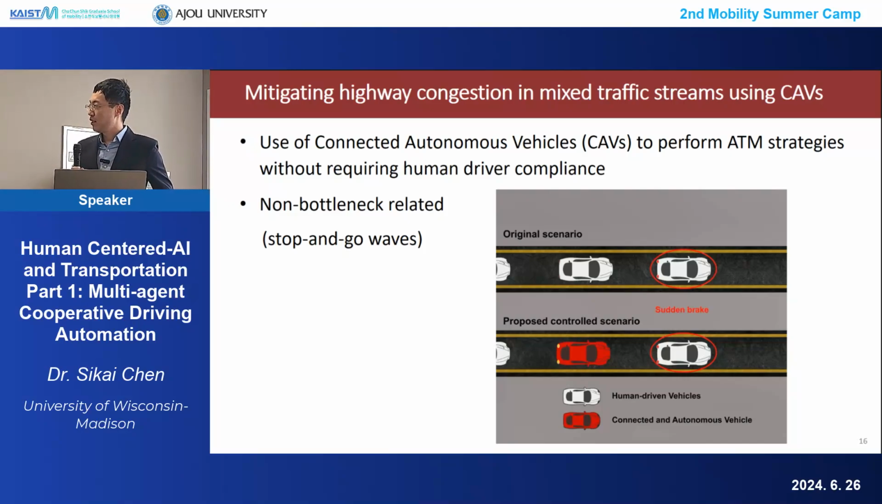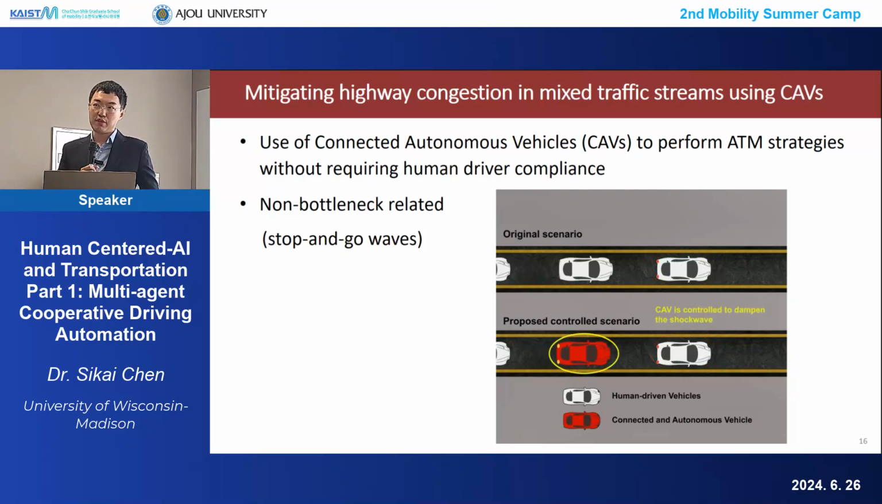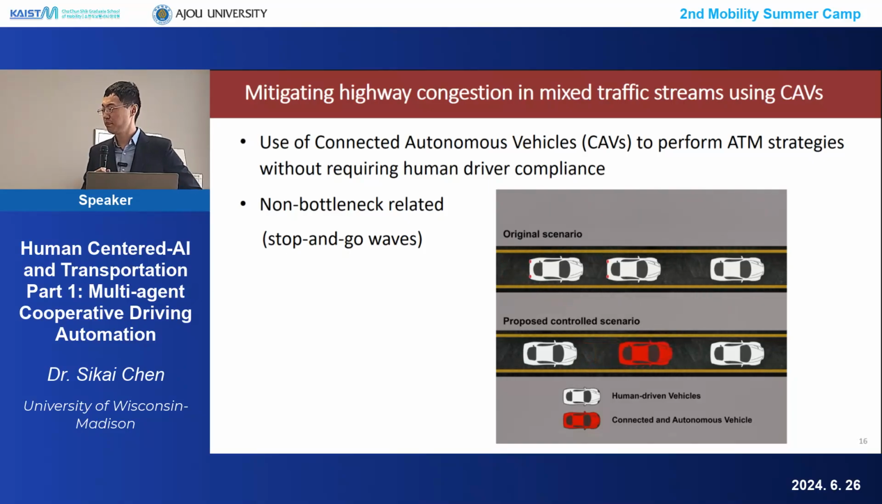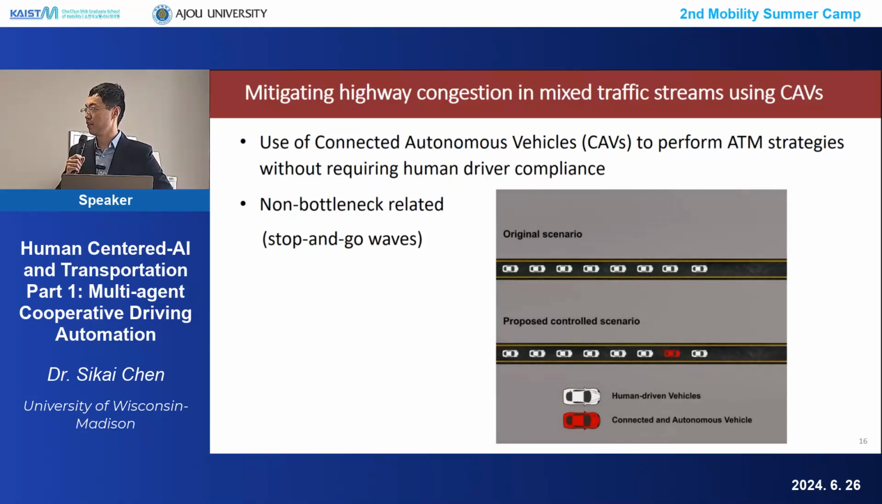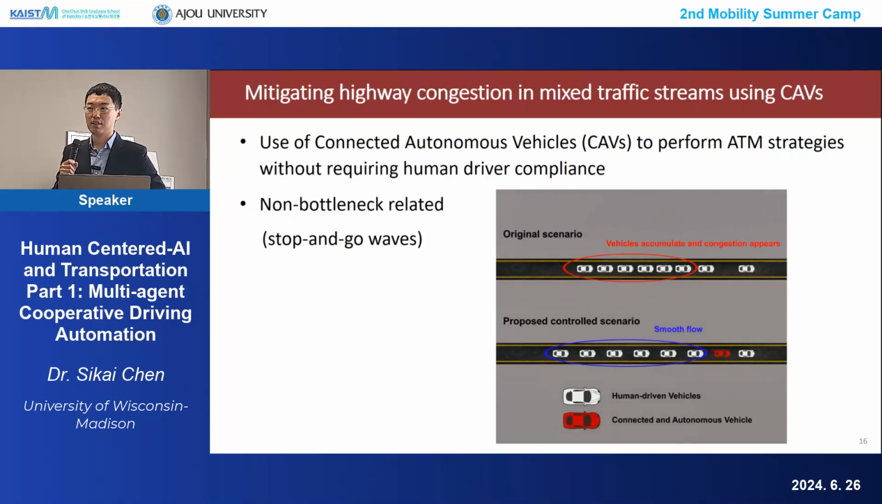Yeah, so the second part of the video basically tells the same story, but visually you can see more vehicles doing some benefit for a larger vehicle string. The leading vehicle takes a sudden brake, and this is how it looks when we have multiple vehicles. Right. So that's the main idea for the non-bottleneck related congestion.